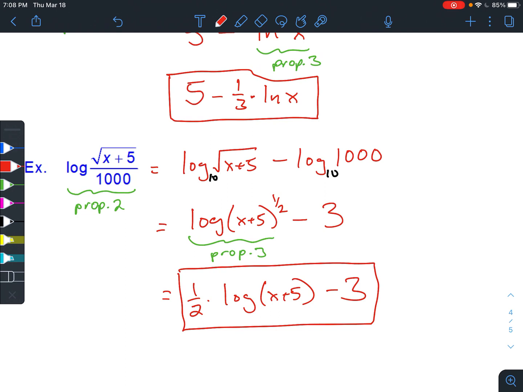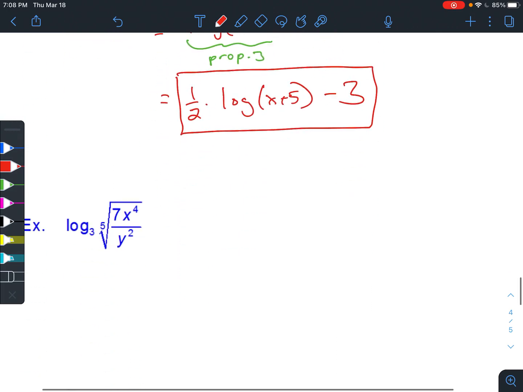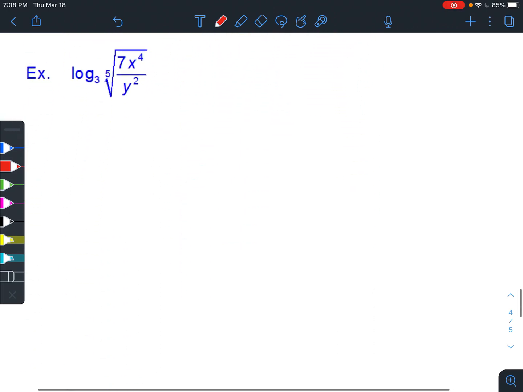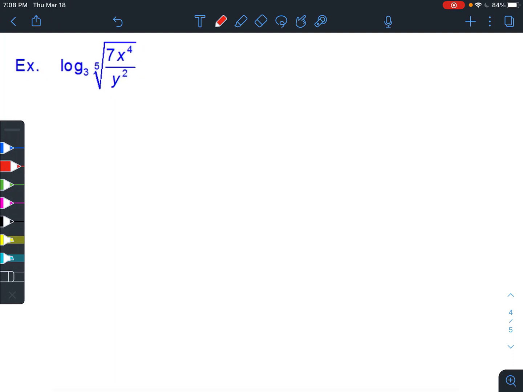I don't want to do it within the video, but if you want me to show you a few examples of how that would be bad, I will be happy to do that in class. But moral of the story is don't distribute log, because it's not something that does that. All right, last problem here. Okay, and as it's the last one, it's the messiest one, but anyway, here we go. Log base 3 of the 5th root of 7x to the 4th over y to the 2nd. Lots of stuff happening here.